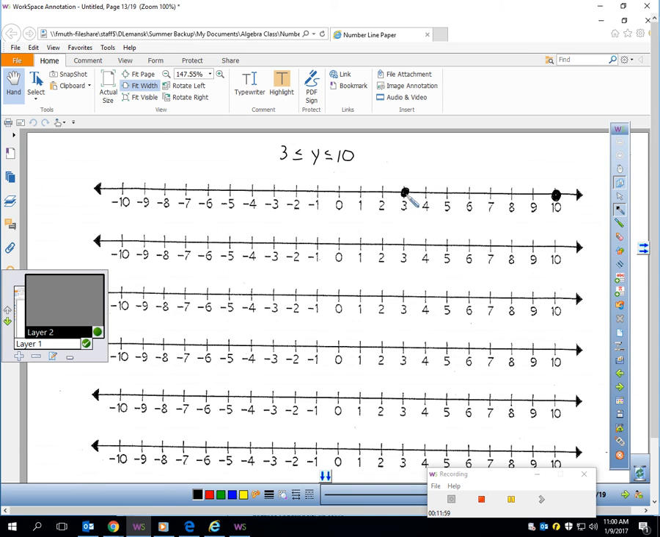You notice I put a closed circle at 3 and a closed circle at 10. And since this is AND, remember it's an AND problem, I'm combining what they have in common. So greater than 3 is to the right, less than 10 is to the left. It's only where they overlap, which would be here.